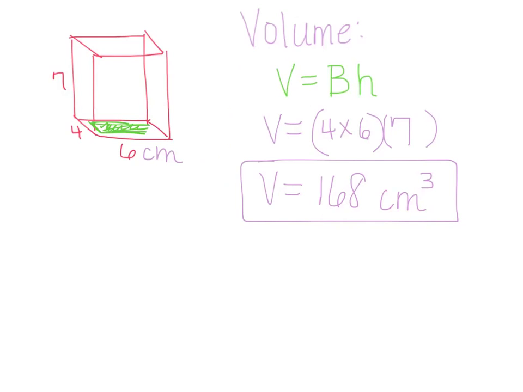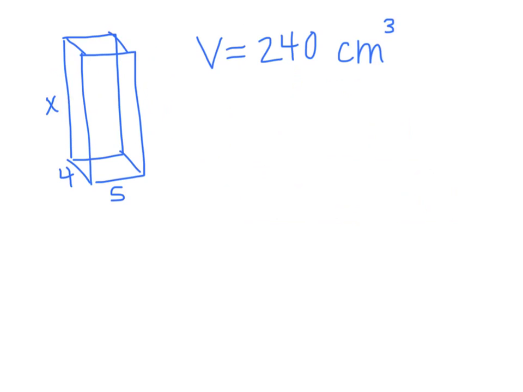168 centimeters cubed. In this example, we are going to be trying to find the missing height this time. So we know the volume is 240 centimeters cubed. We want to see if we can find this height. So what I would do, you can kind of guess and check on this one, but during this unit, you're going to be needing to use the equation quite a bit. So I usually start by writing out the equation. Volume equals the area of the base times the height.